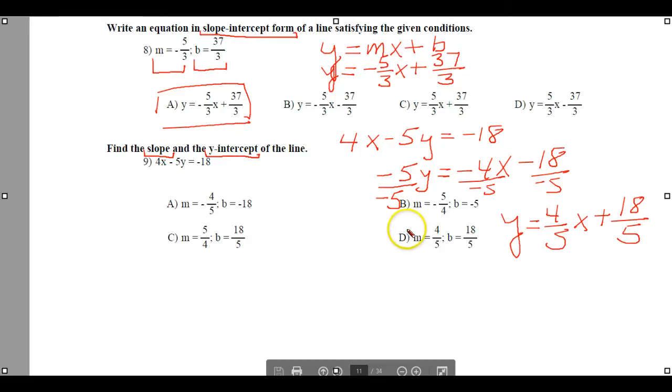And we see here we have our slope, which is 4/5, and our y-intercept, which is 18/5, and that is letter D. But the technique is to solve for a positive y, and then using your slope-intercept form you can just pick out the slope and your y-intercept.